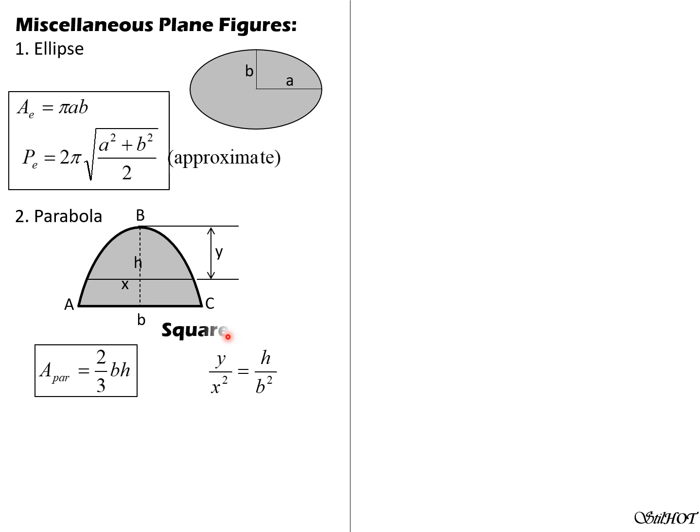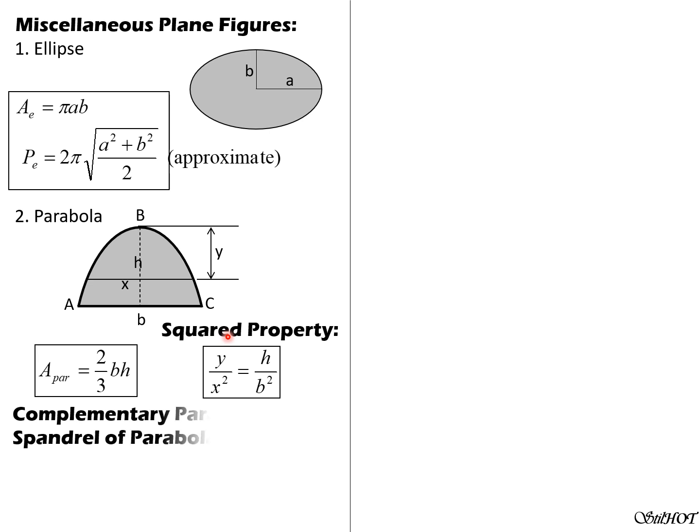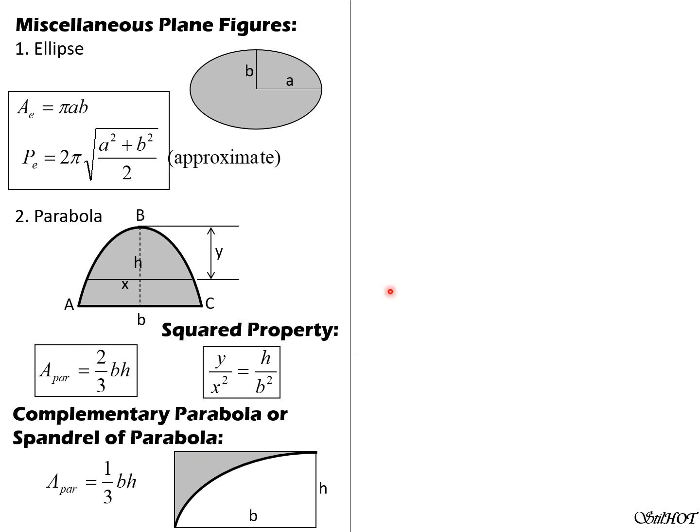Then for the complementary parabola, or spandrel of parabola, the area is 1/3 base times height. So this is the parabola, and if this is 2/3 base times height, then this should be 1/3 of base times height. Area of rectangle BH minus 2/3 BH is 1/3 of BH.